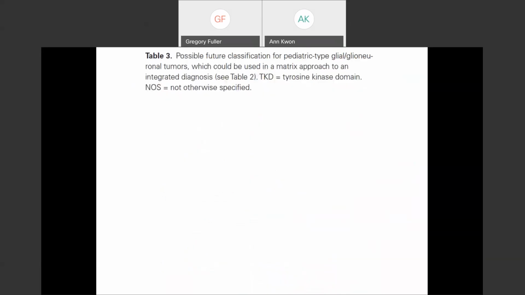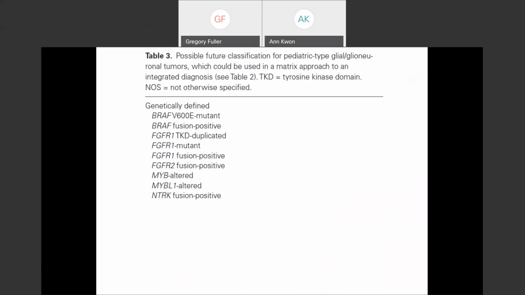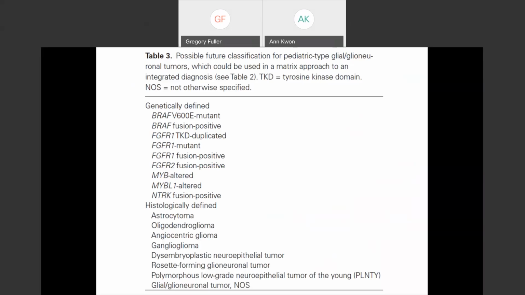Possible future classification for pediatric type glioneuronal tumors, the same thing, all right, for these pediatric glioneuronal, right, not just diffuse glioneuronal, genetically defined. These are all of the different molecular alterations in the literature, multiple papers which have been shown in the pediatric glioneuronal tumors. What do they look like histologically? They can look like astro, oligo, angiocentric glioma, ganglioglioma, DNET, RGNT, all of these different things they can look like. And here's the problem. It's not a one-to-one correlation. For example, all of the ones that look like astrocytoma on H&E don't correlate with BRAF V600E or MYB altered. It's like a mix and match, if you will.